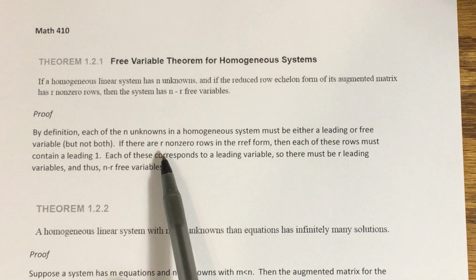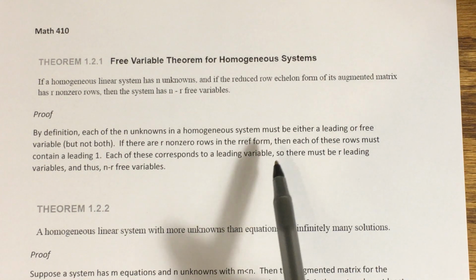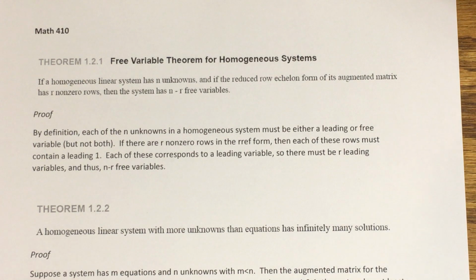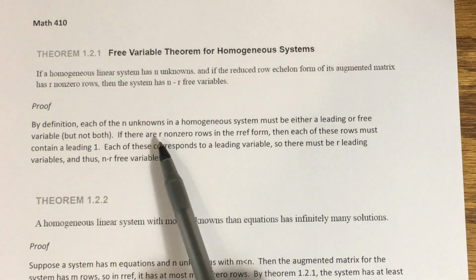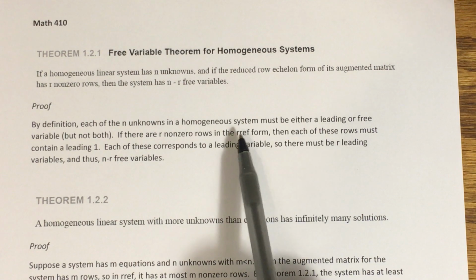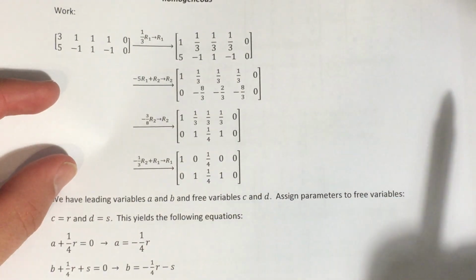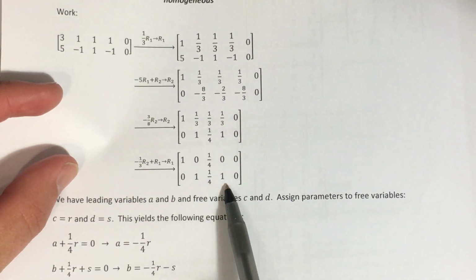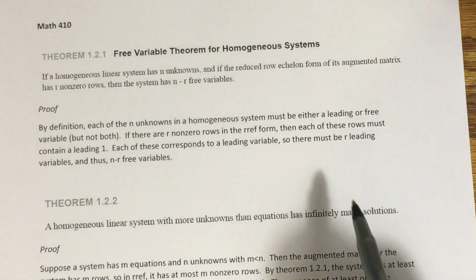Now, if you have r non-zero rows in the reduced row echelon form, then by definition of the reduced row echelon form, each one of those should contain a leading one. So what that means is if you have r non-zero rows in your reduced row echelon form, then you have exactly r leading ones. And again, going back to this example, that's what we're seeing. We have 2 non-zero rows corresponding to exactly 2 leading ones, right?